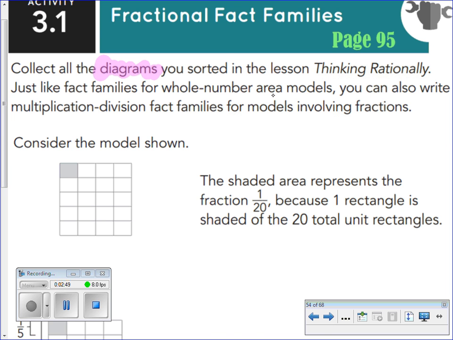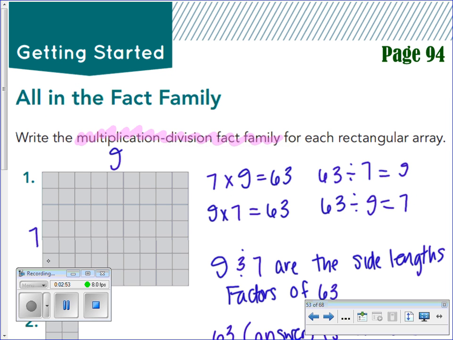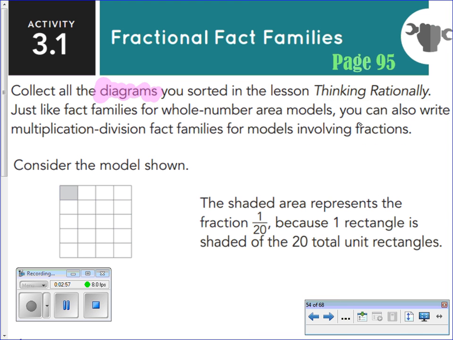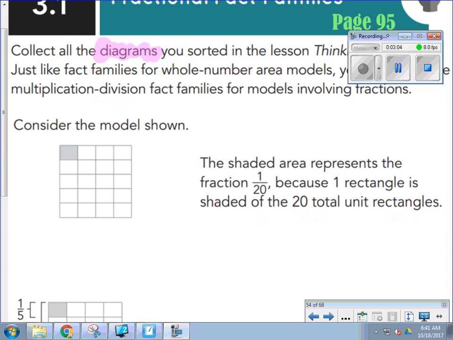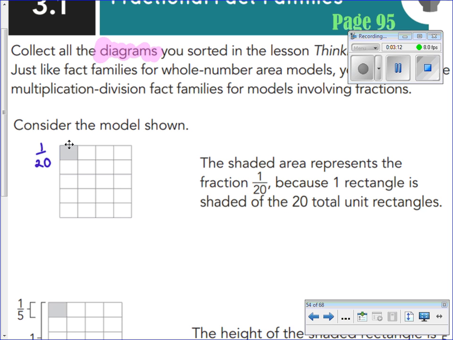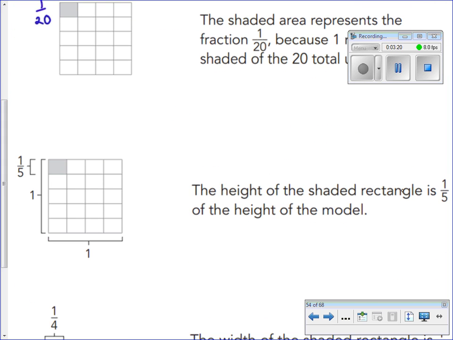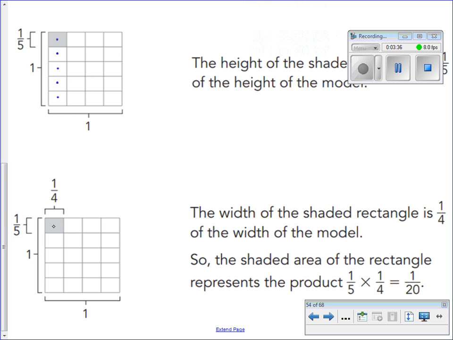Just like fact families for whole number area models, so that was a whole number area model right here. We used whole numbers. We can write fact families for models involving fractions. So consider this model. The shaded area represents the fraction 1/20th. One rectangle out of the whole is shaded, so it's 1/20th. The height of the shaded rectangle is 1/5. There are 1, 2, 3, 4, 5 going vertically, and 1 out of that 5 is shaded. The width, 1, 2, 3, 4, going horizontally, and 1 out of 4 is shaded.